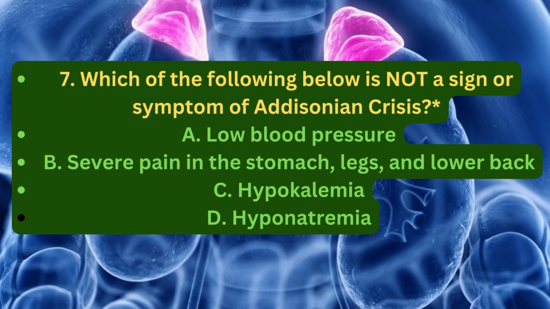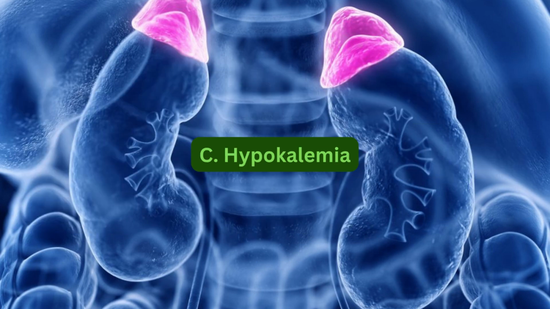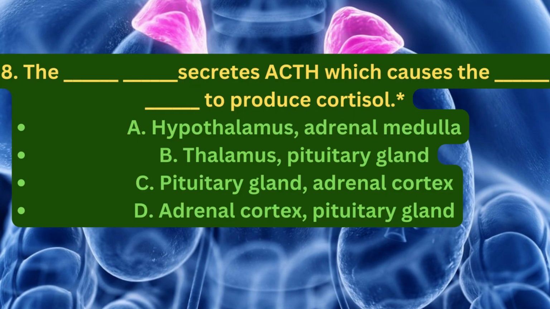You are correct. Number 7 question says, which of the following below is not a sign or symptom of Addison's crisis? A. Low blood pressure. B. Severe pain in the stomach, leg, and lower back. C. Hypokalemia. And D. Hyperthermia. Number 7 is C, hypokalemia. Wow, you are indeed ready for this exam.